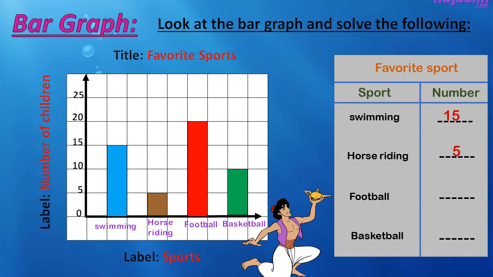Let's move to the third type of sport, which is football. Oh la la! Almost all children choose football. Can you see here? 20 children choose football. Go beside and fill the table. Football has 20 students who prefer it as a sport.